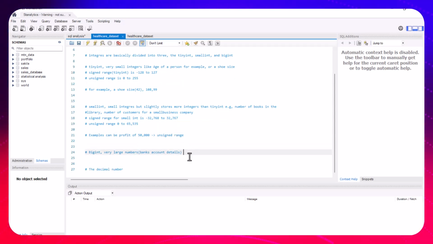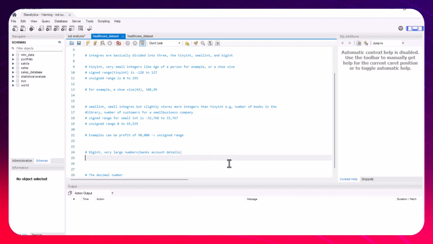Now moving on to the big integers. A big integer is basically used to store a very, very large value. So anything that has to do with banks, because we all know that all these central banks, for example, all these big bank companies, they deal with billions and trillions of currencies. It can be billions of dollars or billions of pounds, so those values are actually very large. So big integers are basically what they are going to use to account for them.